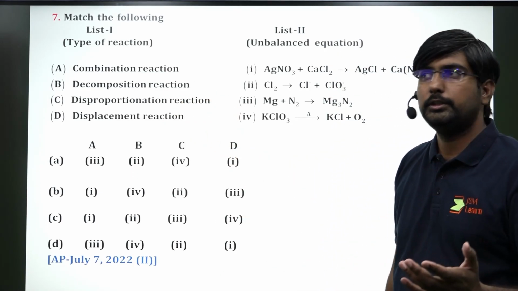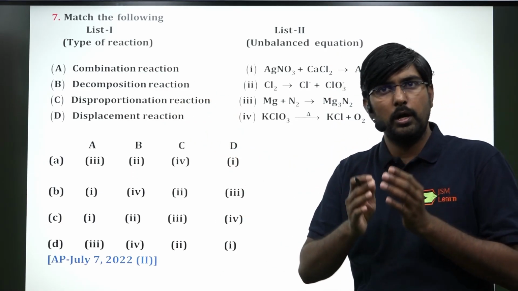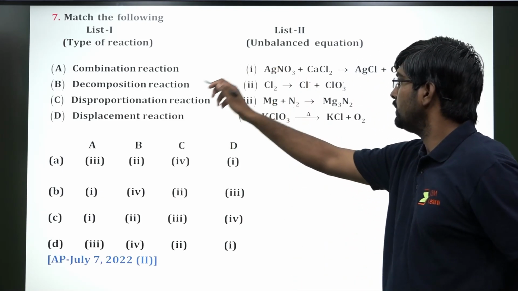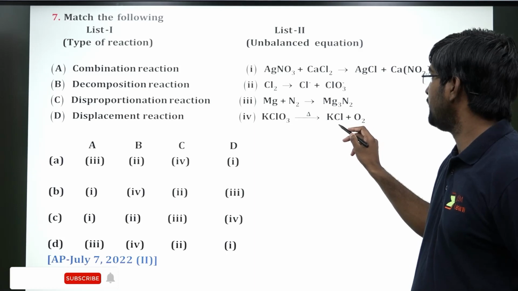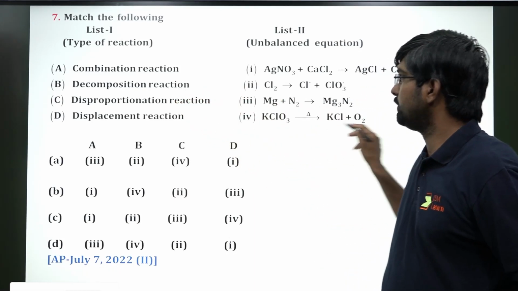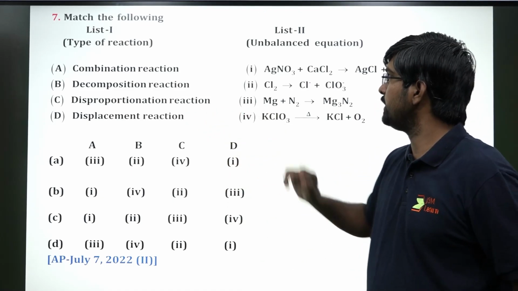What is a decomposition? Opposite to combination. One molecule dissociates to give 2 or more species. So see, KClO3 is giving KCl plus O2. So that's why this is the decomposition reaction. This one, fourth one. Next, disproportionation reaction.